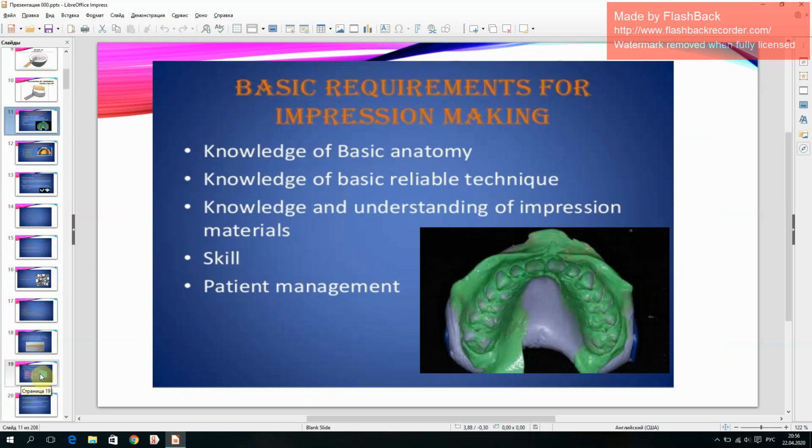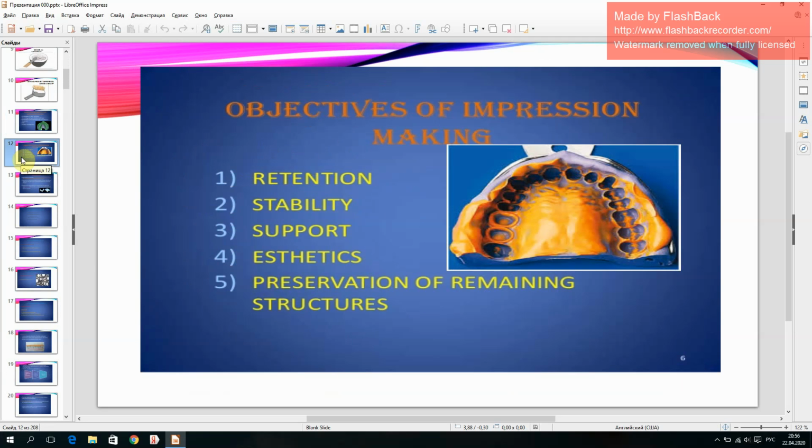Basic requirements for impression making: knowledge of basic anatomy, knowledge of a basic reliable technique, knowledge and understanding of impression materials, skill, and patient management. Objectives of impression making: retention, stability, support, aesthetics, preservation of remaining structures.